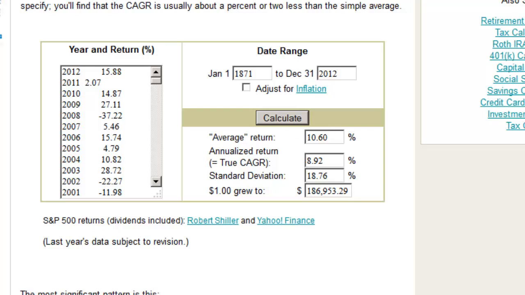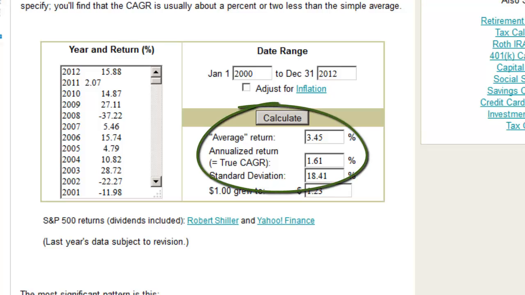The further years you go, the closer these two averages are going to be. But what's the number between 2000 and 2012? The simple average is only 3.5%, and the compounding is 1.61% with an 18% standard deviation. It's really important to know which average they're using, but it's probably more important if you contact us.